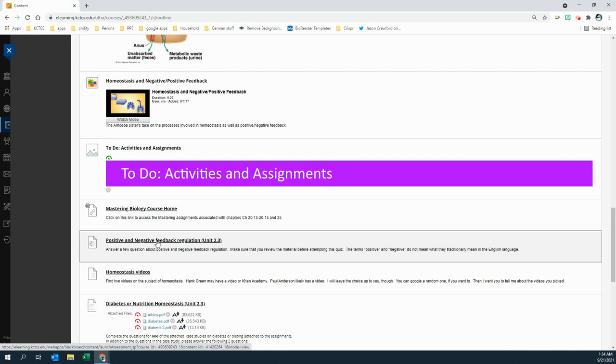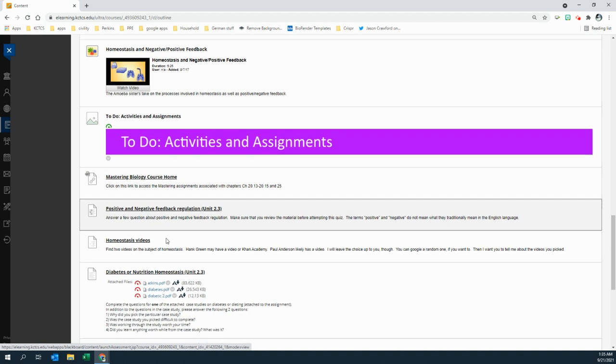It's not that positive always ups things and negative always lowers things. It's a different process. So make sure you read up on the materials first. Reading up on the materials will also help you with finding an example for positive and negative feedback regulation.